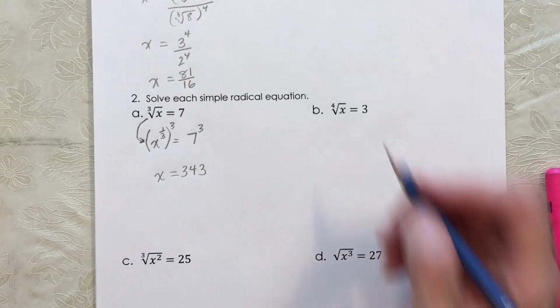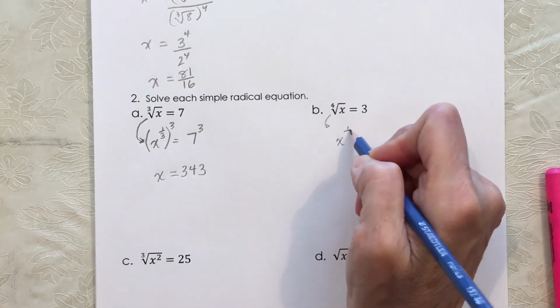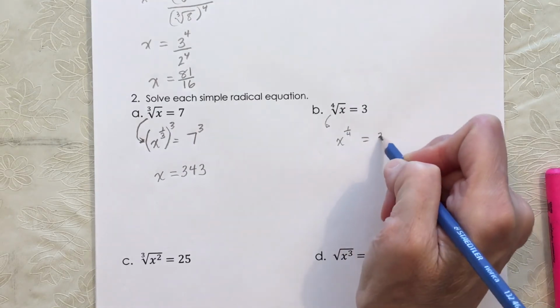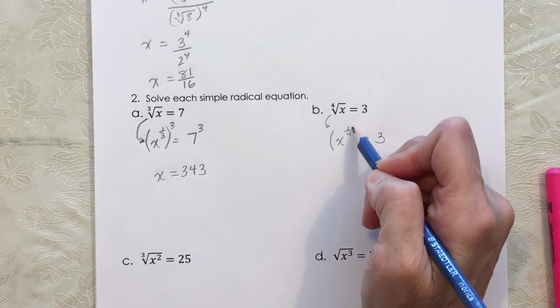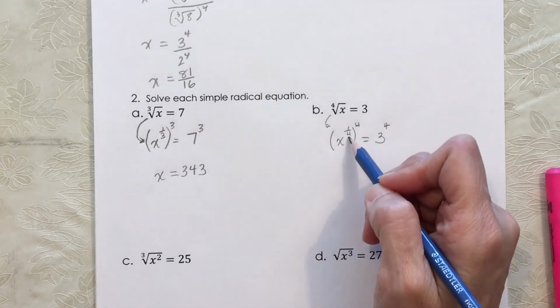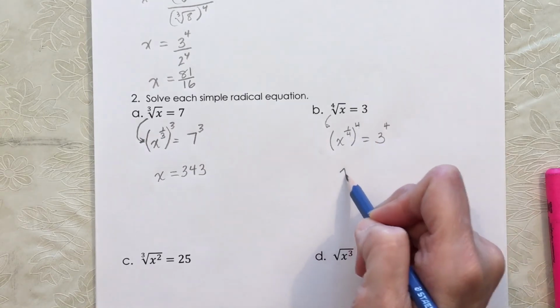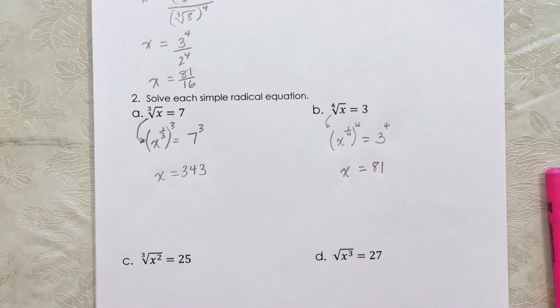Similar with b, I can rewrite this in exponential form as x to the 1/4 equals 3. But I want to get x by itself, so I'm going to put both sides to the power of 4, because x to the 1/4 to the 4th is just x. 3 to the 4th is 81.